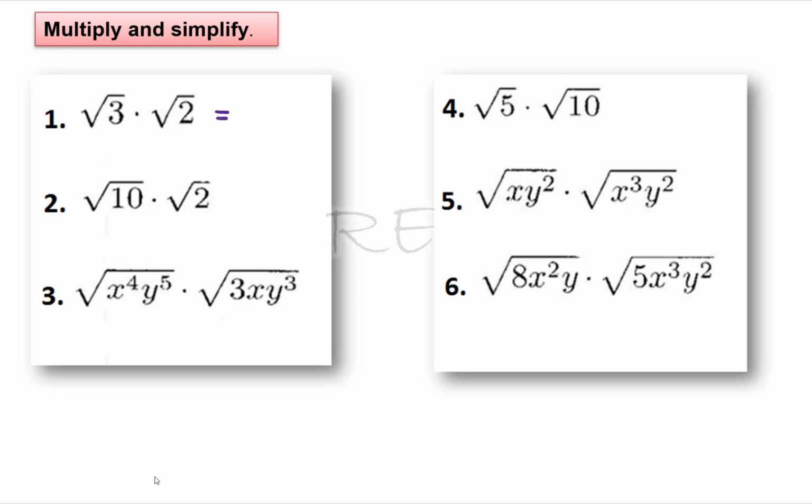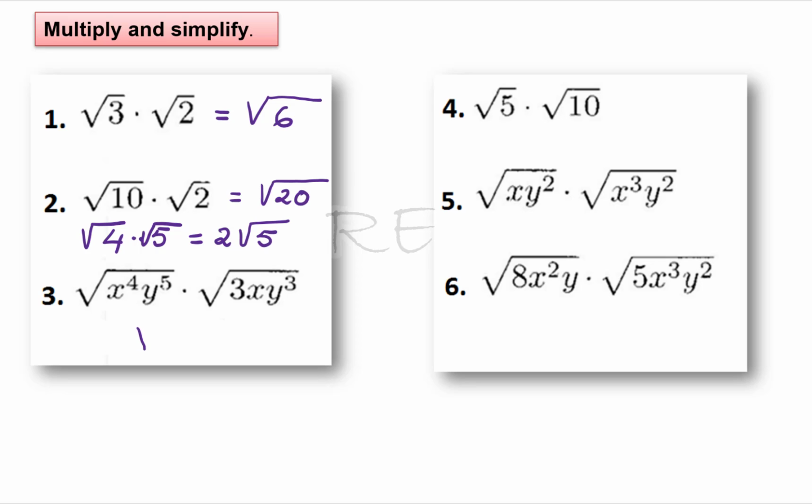Multiply and simplify. The square root of 3 times the square root of 2 is the square root of 3 times 2, which is 6. The square root of 10 times the square root of 2 is the square root of 20. And 20 is 4 times 5. 4 is perfect and 5 is not. The square root of 4 is 2. The answer is 2 square root of 5.